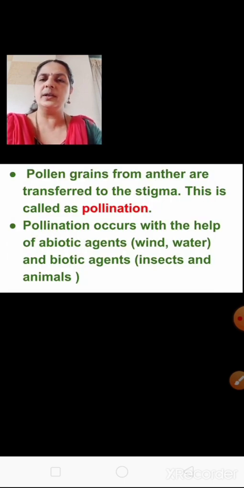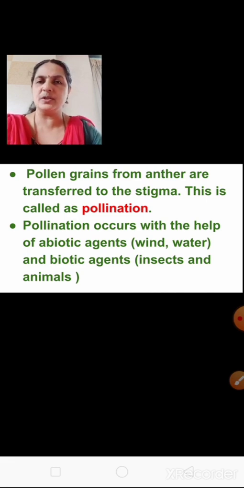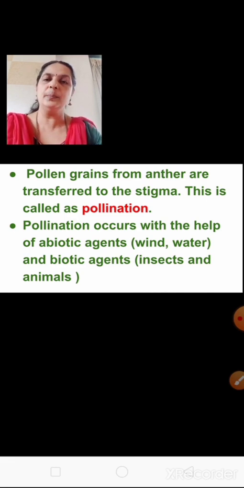Now, what happens during pollination? What is meant by pollination? Male and female parts are present in the same flower, or they can be from different flowers. Pollen grains. Have you all touched rose petals, children? When you hold a rose in your hand for some time, you can see a yellowish powder in your hand. That is the pollen grains. So pollen grains from the anther are transferred to the stigma. This is called pollination.